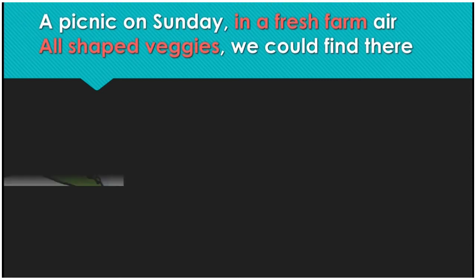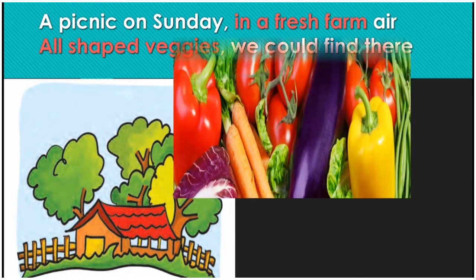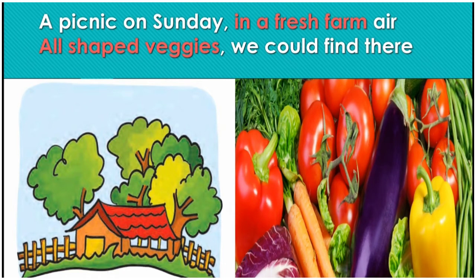So a picnic on Sunday. Sunday is a holiday, so on the holiday there is a picnic, students, in a fresh farm here. And all shaped veggies. You can see there are many veggies. Veggies means vegetables. So different shaped vegetables are there. You can see brinjals are there, tomatoes are there, capsicums are there, then carrots are there, etc. So on a picnic on Sunday in the fresh farm, here we can find all shaped veggies.